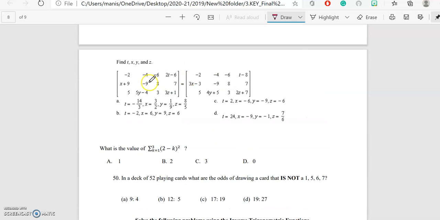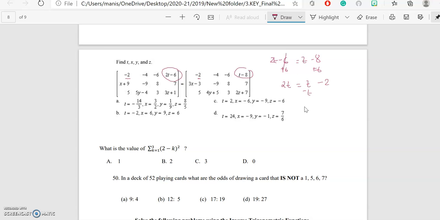Alright, now in this case it says find t, x, y and z. We have done this type of question in the class also. This is called an equal matrix. Now you see -2 is equal to -2. I will not worry about this. What I can do with this one is put both of them in front of each other. So 2t minus 6 is equal to t minus 8. I will add 6 to both the sides. This will be gone. 2t is equal to t minus 2.